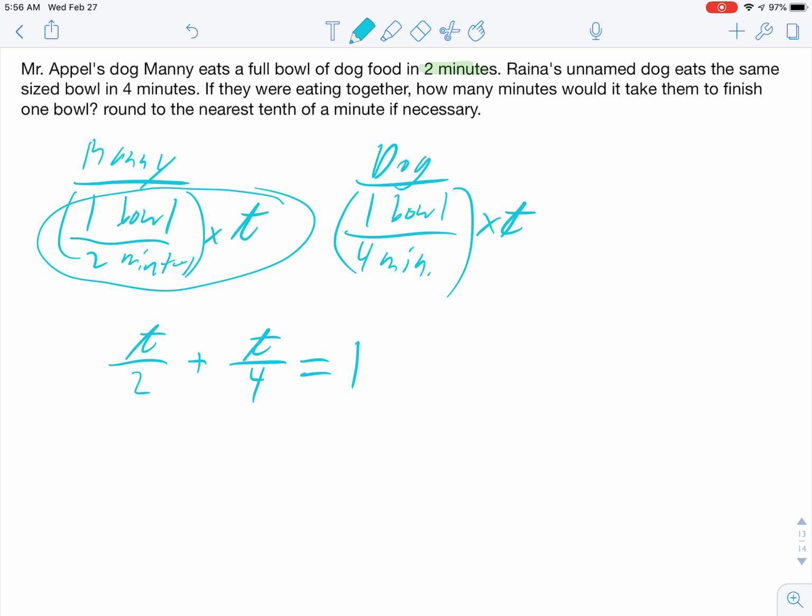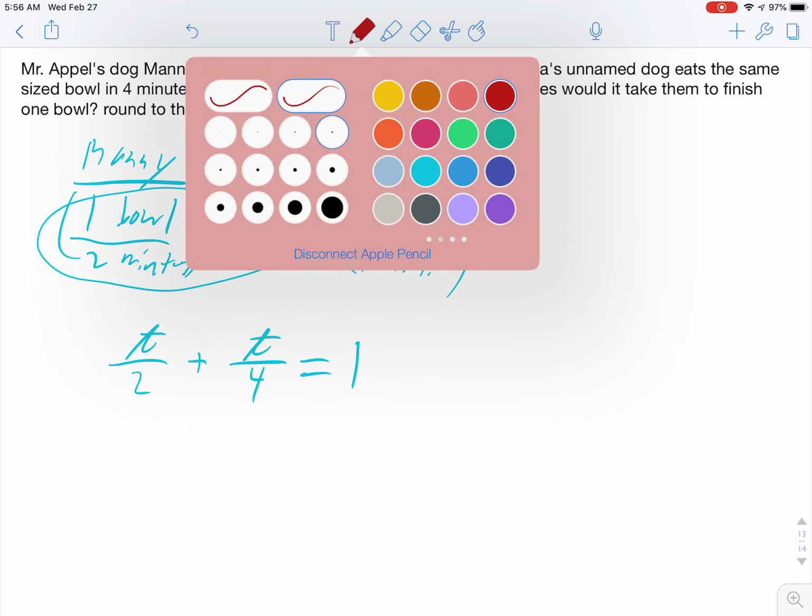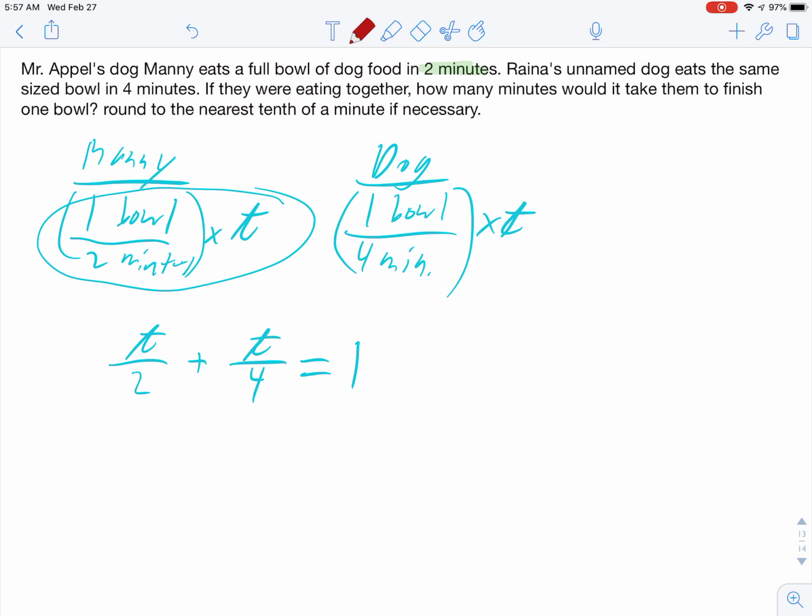If you need to go back and rewatch some of that to understand how we got there, because sometimes it can be a little confusing, go ahead and do that. From here, solving this equation should be pretty easy. This is a fairly straightforward equation to solve.